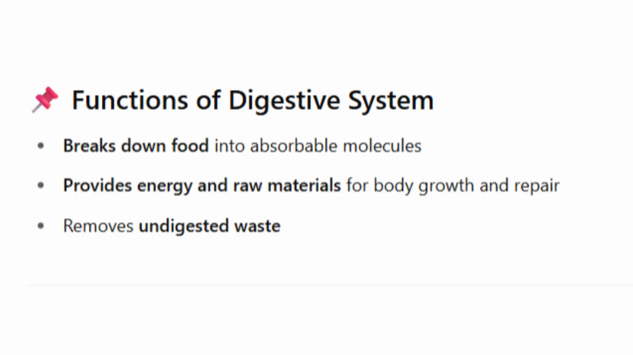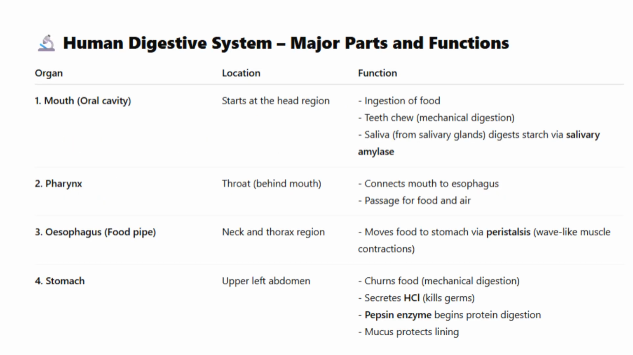Breaks down food into absorbable molecules, provides energy and raw materials for body growth and repair, removes undigested waste. 1. Mouth or oral cavity. We begin with the mouth, located in the head region. This is where digestion starts when we take food in, called ingestion.